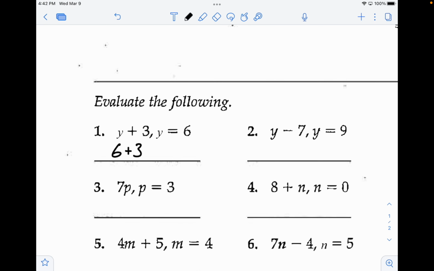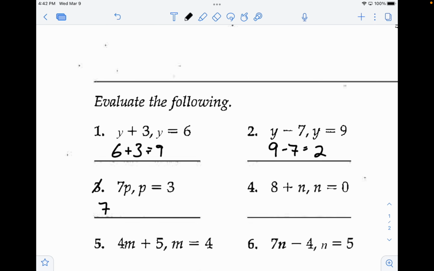Now I can solve or evaluate this expression because I have two known values and the operation between them. 6 plus 3 is 9. Next, y minus 7, where y equals 9. 9 minus 7 is 2.